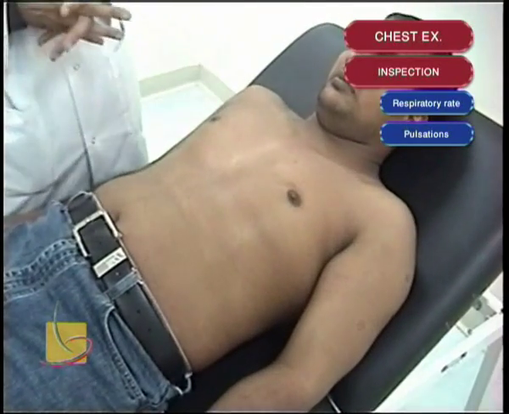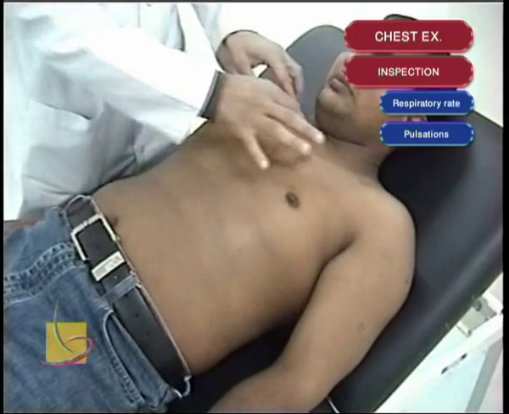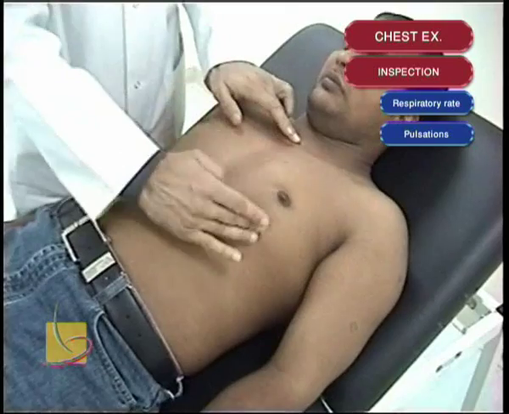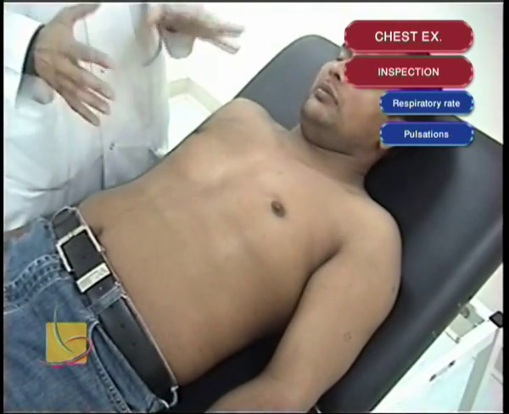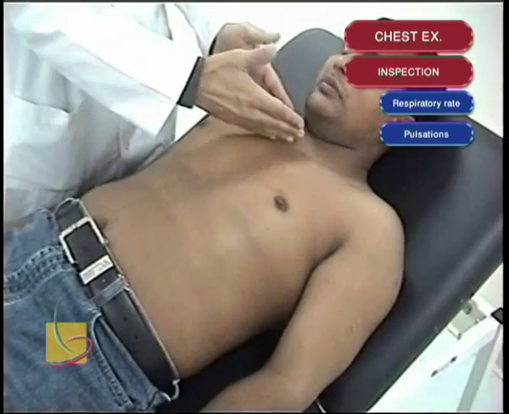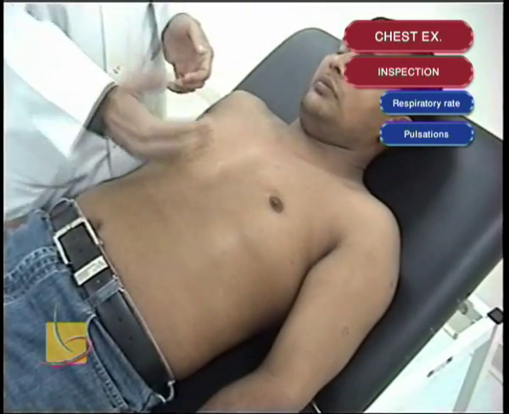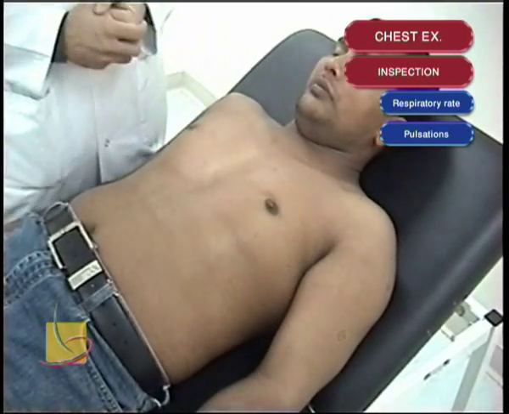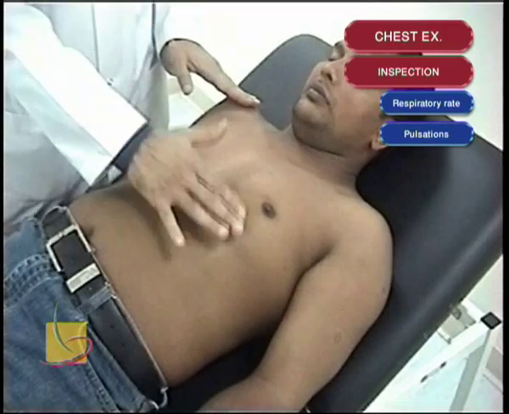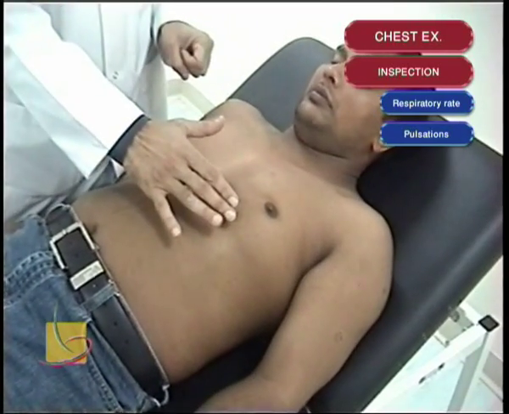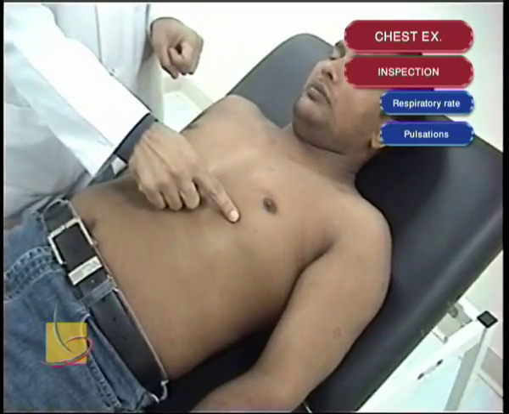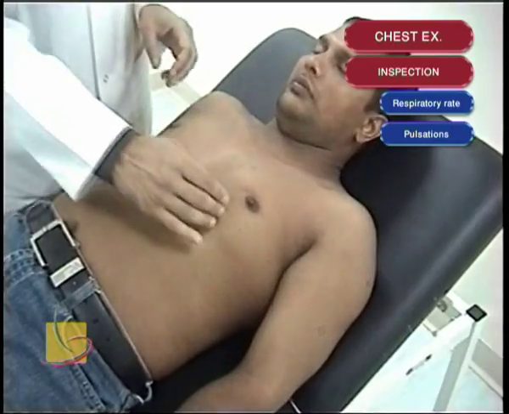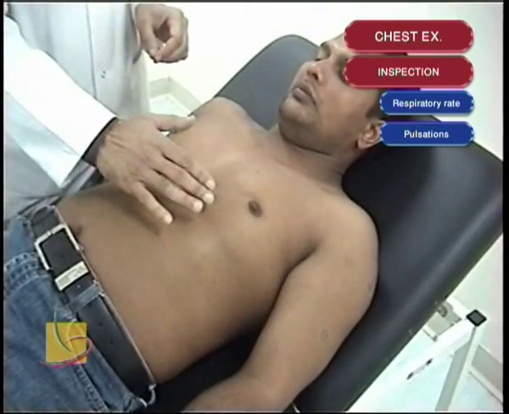If there is mediastinal shift in a patient with respiratory disease, usually it matches with the position of the trachea. For example, if the trachea is markedly shifted to the left, you'll notice that the apex also, in most of the cases, is shifted to the left. If the trachea is pulled markedly to the right, the apex may also move abnormally to the right. Right ventricular dilatation or enlargement, which may be a sign of cor pulmonale, does not shift the apex. Right ventricular enlargement does not shift the apex to the left or to the right.